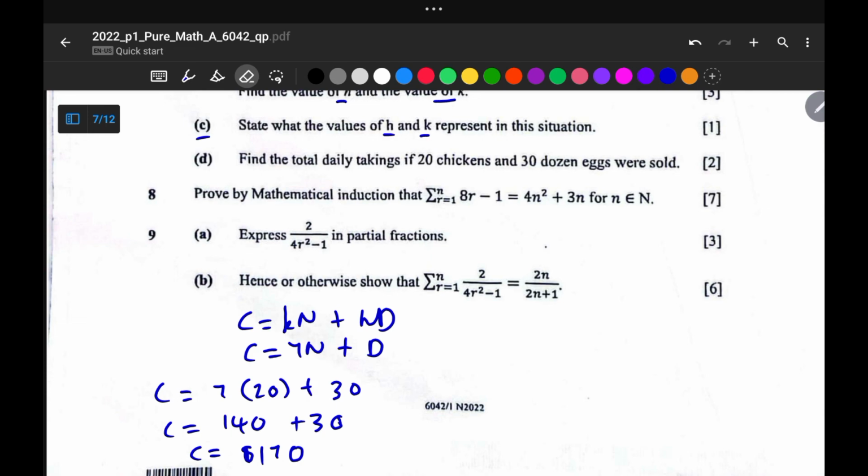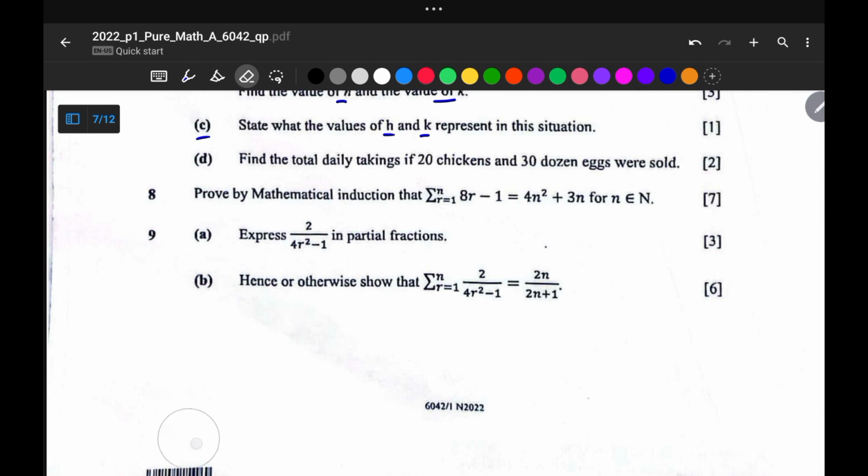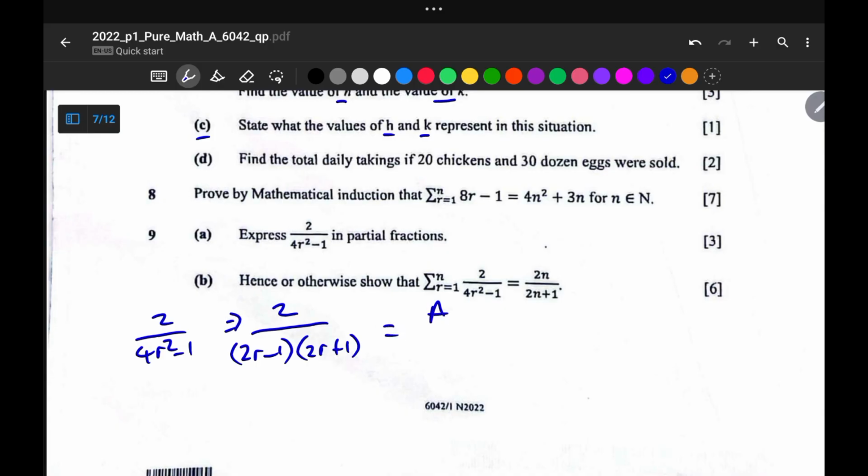So here we are having 2 over 4r squared minus 1. The first step is to factorize this denominator. Here we are having a difference of two squares, because 4r squared is a square and 1 is also a square. So it is now 2 over 2r minus 1 a factor of 2r plus 1, and it is equal to a over 2r minus 1 plus b over 2r plus 1.